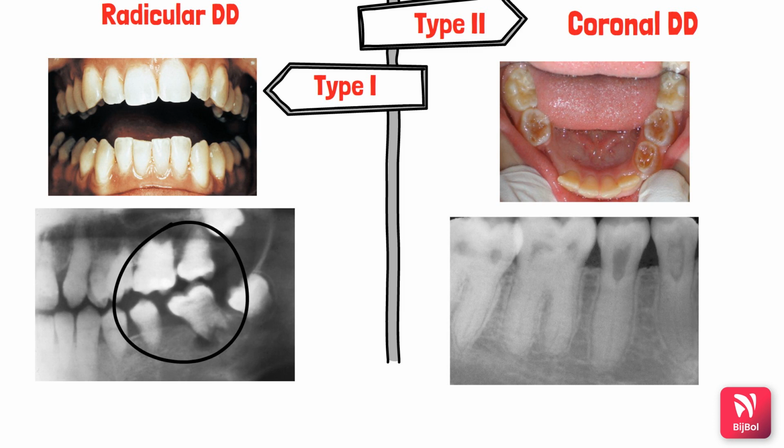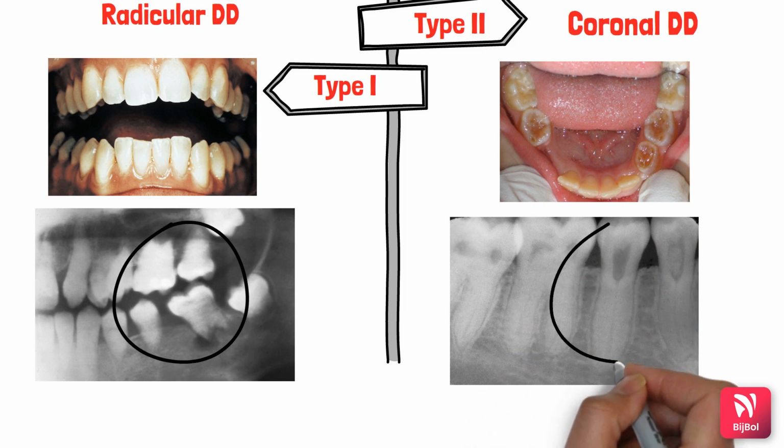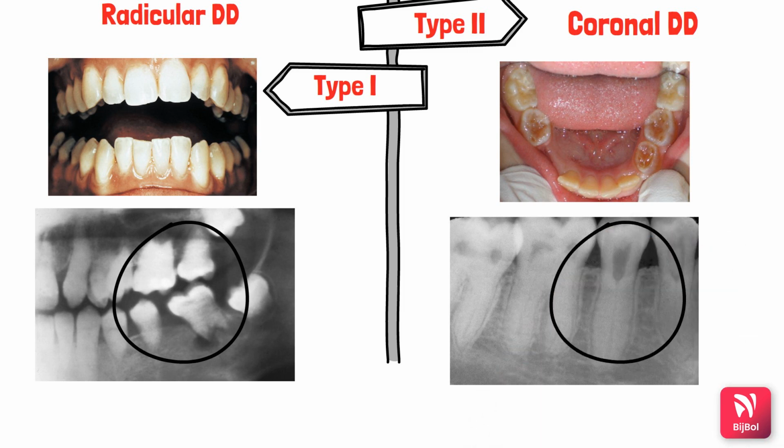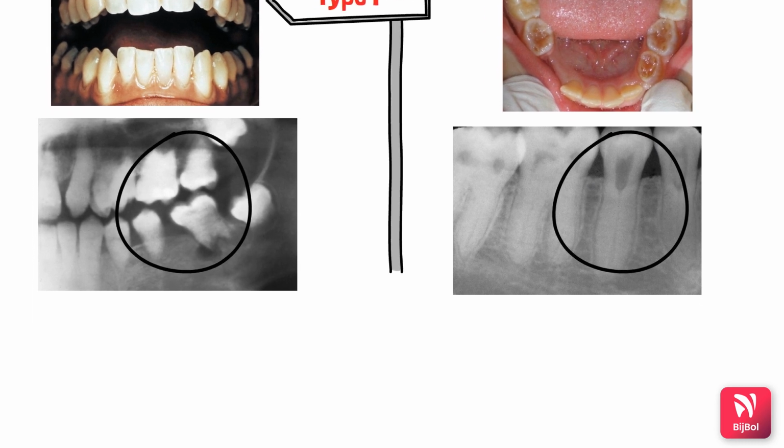Whereas in coronal dentin dysplasia, the radiographic features in permanent teeth show abnormally large pulp chambers in the coronal portion, which results in a thistle tube shaped abnormality. So this radiograph shows thistle tube shaped pulp chambers.